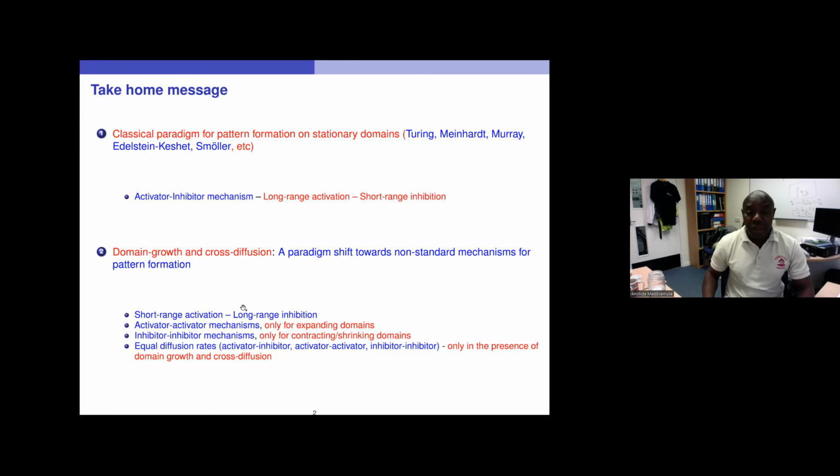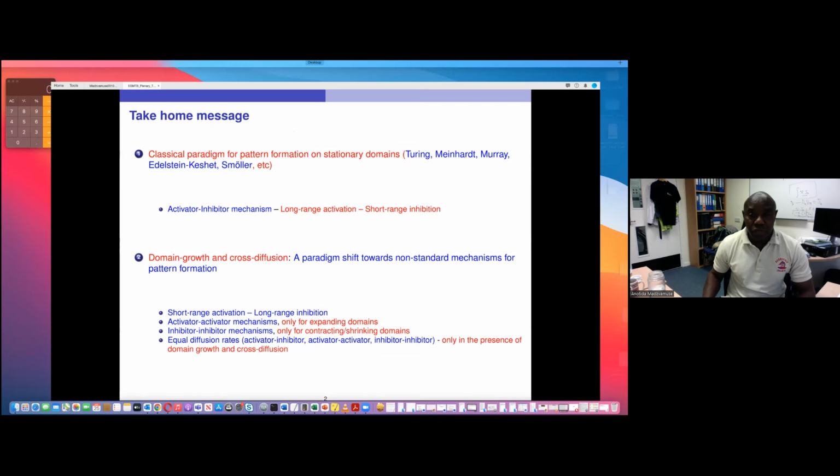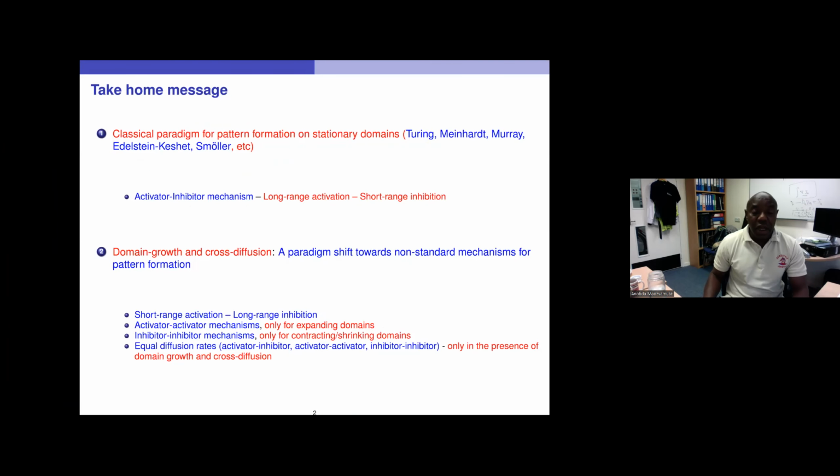I'll give you an example of this mechanism as an illustration of the role of domain growth. Patterns form only due to domain growth. In the absence of domain growth, you will not get patterns at all. I will then also speak about inhibitor mechanisms, where you can have patterns as well. If you have cross diffusion, you can have patterns with equal diffusion rates. Whether it's activator-inhibitor or inhibitor-activator, you have patterning, which is not possible on stationary domains.